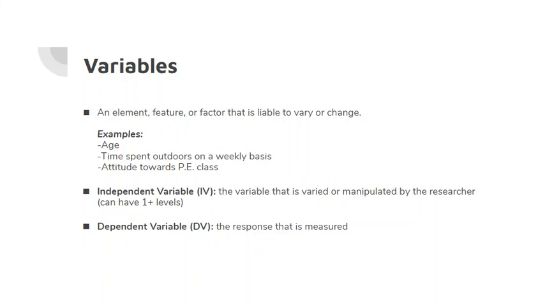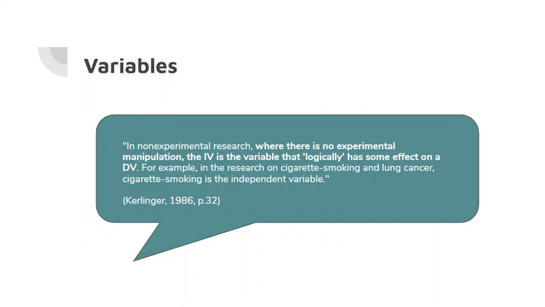You have to know what it is that's being manipulated, what's going to be changed, particularly in experimental research, where the experiment is manipulating some aspect of the environment, for example. Okay, so here's a nice little quote. Says in non-experimental research where there is no experimental manipulation, the independent variable is the variable that logically has some effect on a dependent variable. For example, in the research on cigarette smoking and lung cancer, cigarette smoking is the independent variable. The one seems to cause the other, and that's what we're going to study.